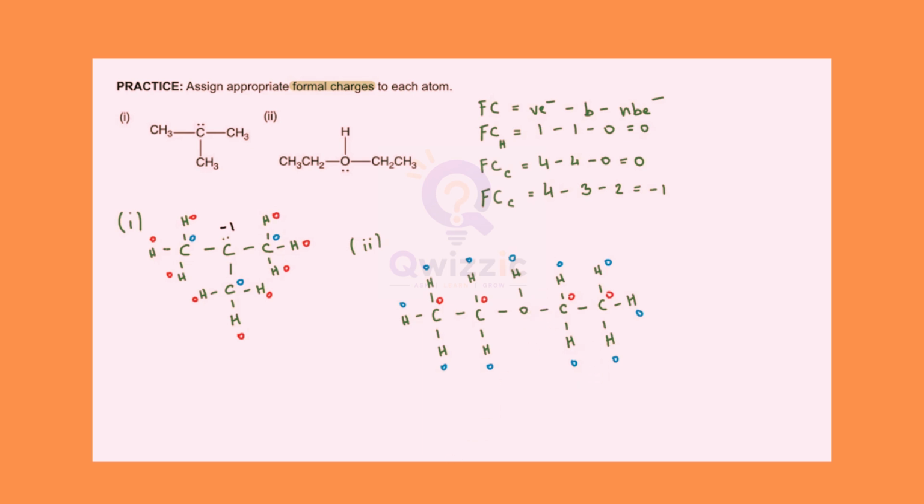What about oxygen? Well, it's really important to understand that we have 3 bonds and 2 non-bonding electrons. So let's apply the formula. The formal charge of oxygen would be 6. Oxygen belongs to the group 6A of the periodic table, so we have 6 valence electrons. We see a total of 3 bonds and 2 non-bonding electrons. Now, this gives us a +1 formal charge. So we're going to assign +1 to oxygen.